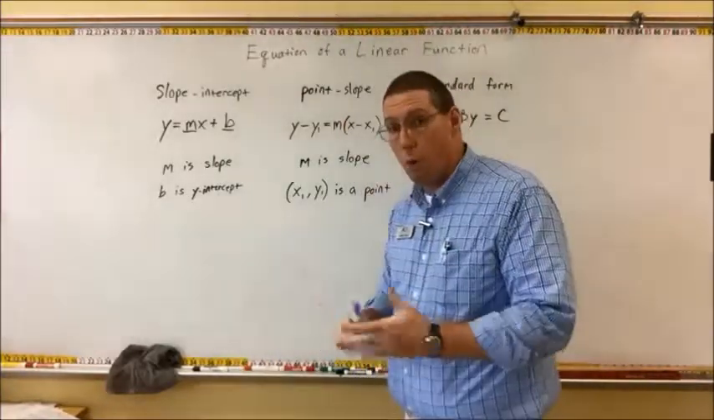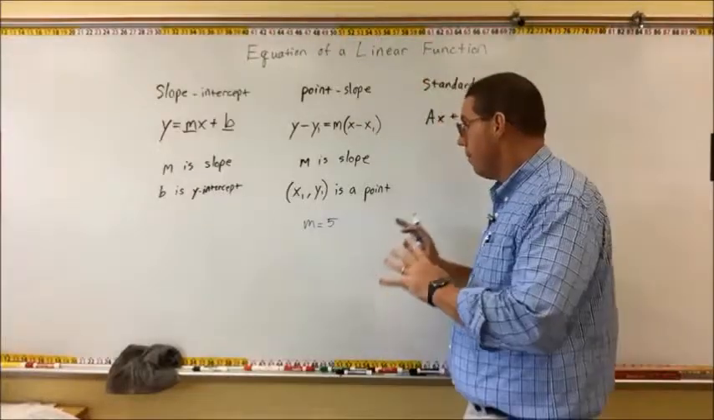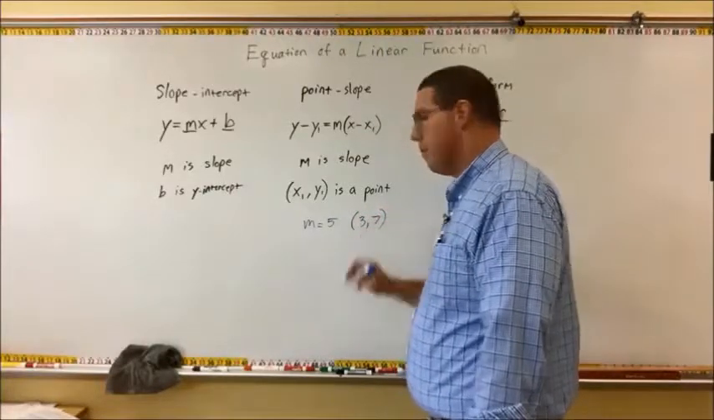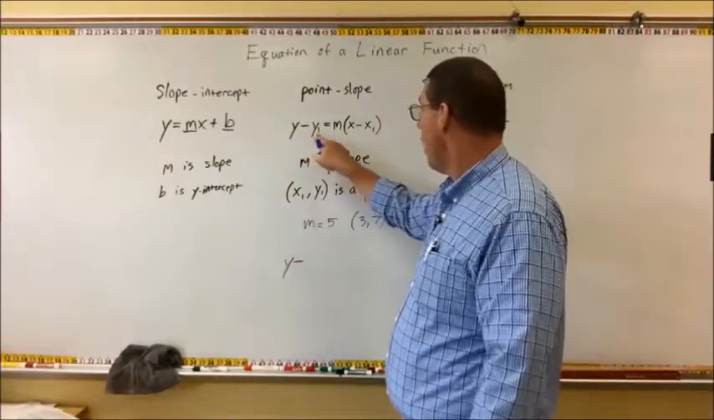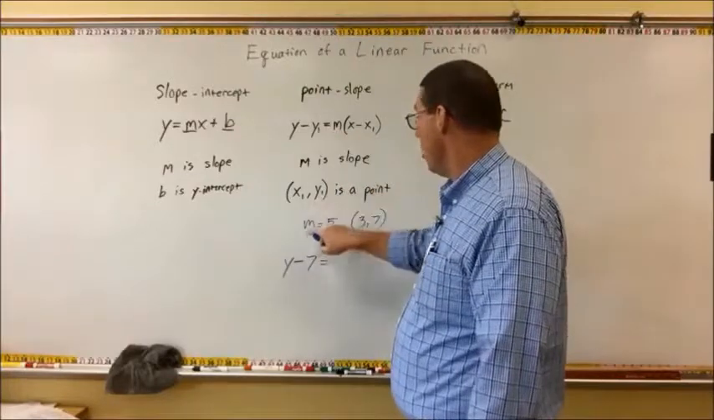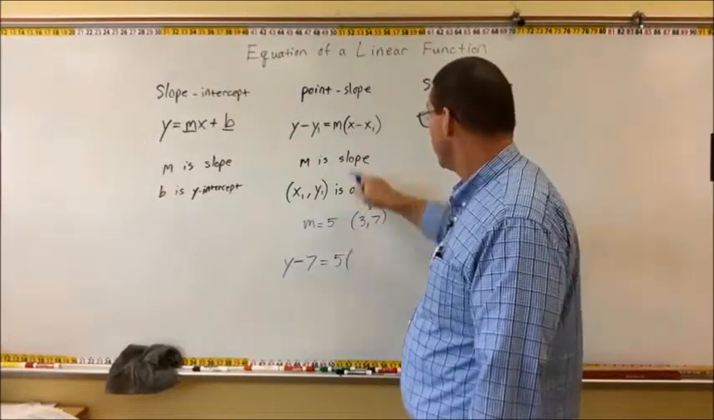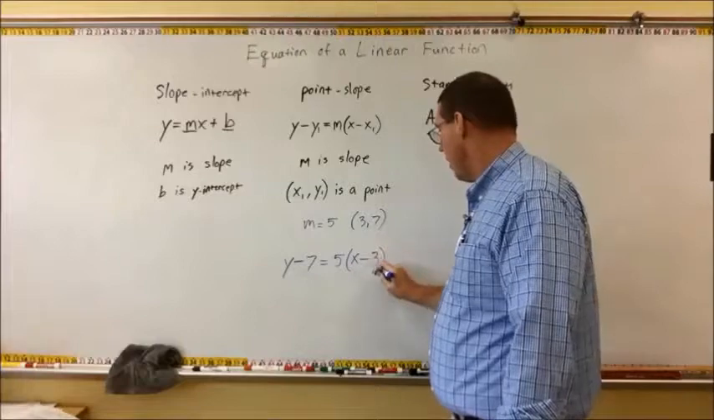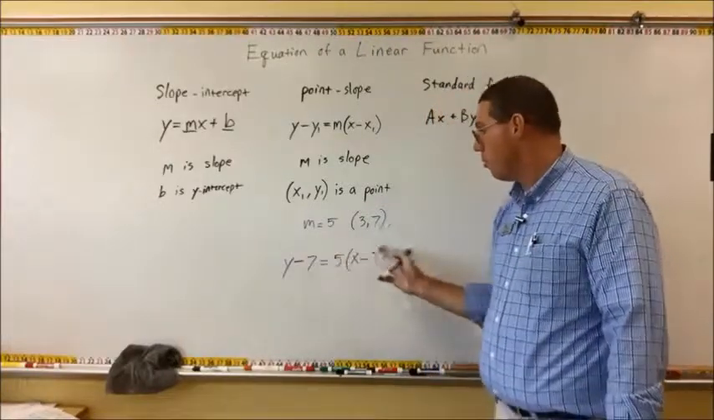Let's say that you happen to know that the slope of a line is 5, and you know that the line passes through the point (3, 7). Well, it's easy to write the point-slope form of the line. You're just going to write y minus the y-coordinate, which in this case is 7, equals m, the slope, which is in this case 5, times the quantity x minus the x-coordinate, which in this case is 3. And so we have the point-slope form, y minus 7 equals 5 times x minus 3. This is the point-slope form of a line.